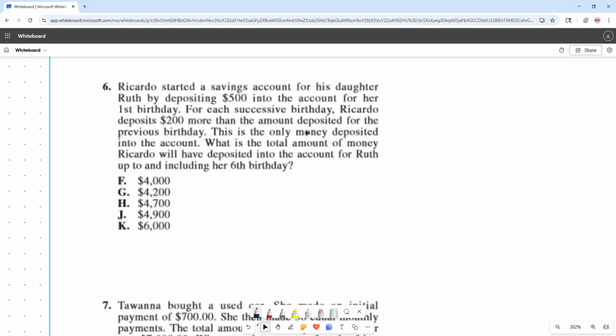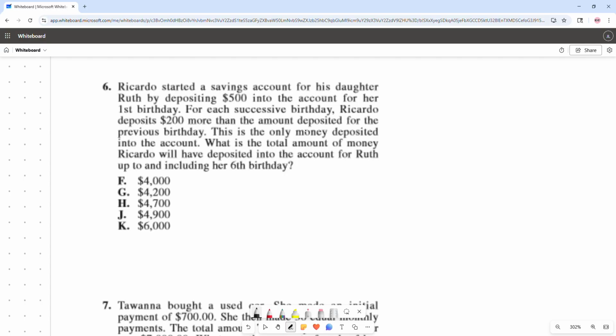Question 6. Ricardo started a savings account for his daughter Ruth by depositing $500 into the account for her first birthday. For each successive birthday, Ricardo deposits $200 more than the amount deposited for the previous birthday. This is the only money deposited into the account. What is the total amount of money Ricardo will have deposited into the account for Ruth up to and including her 6th birthday? So this is a pattern in sequences.